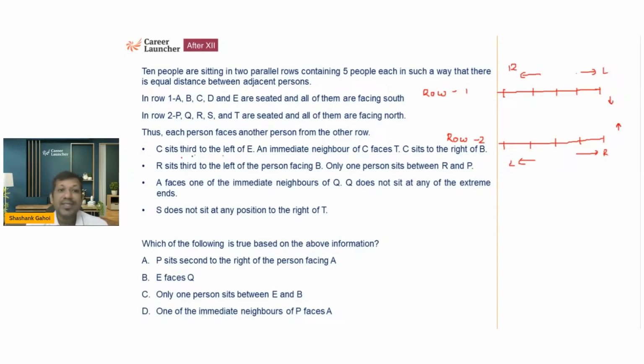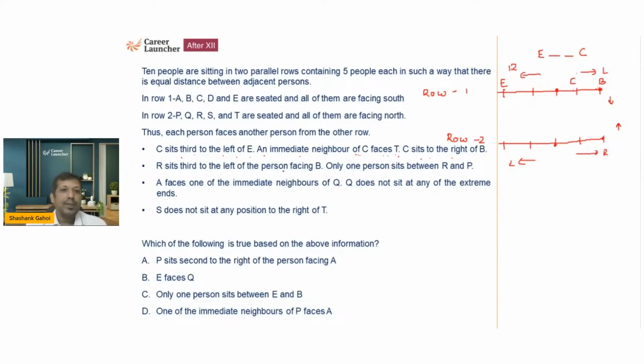Okay. C sits third to the left of E. So if E is here, 1, 2, 3, C can be here. So I'm going to write C sits third to the left of E. So this is C. Now, it can be any arrangement. Okay. An immediate neighbor of C faces T. Okay. C sits right of B. So it means C cannot sit at the corner. So B is here. C is here. E is here. Now, an immediate neighbor of C faces T. So immediate neighbor can be either this or this. So T can be either here or here.